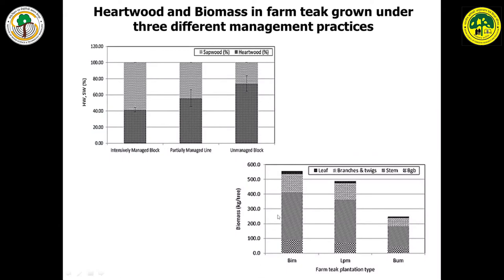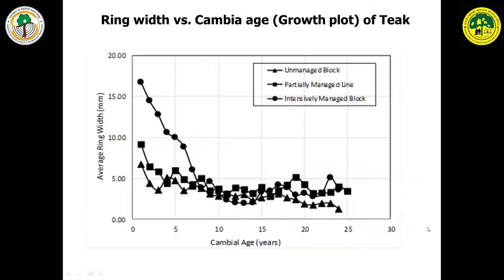And biomass, we can see intensively managed has the highest biomass compared to unmanaged. This is the growth rate, cambial age versus the average ring width. So we can see here the intensively managed has the highest growth rate compared to the other two types of plantations.